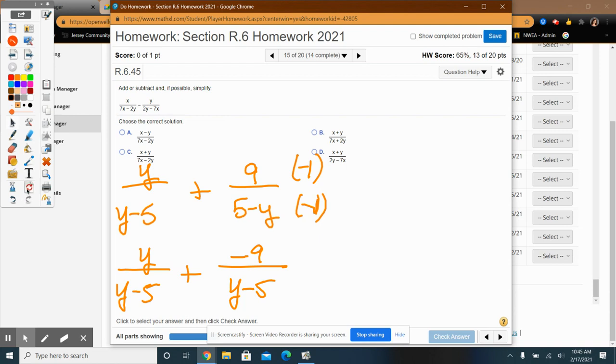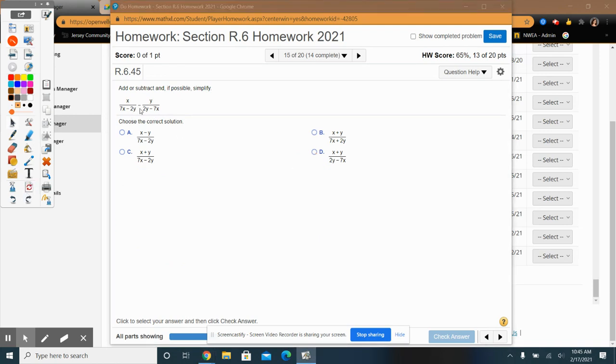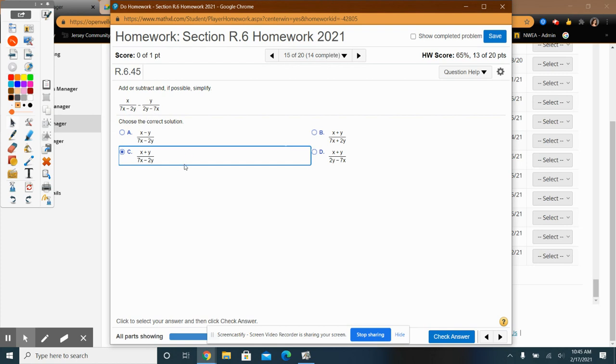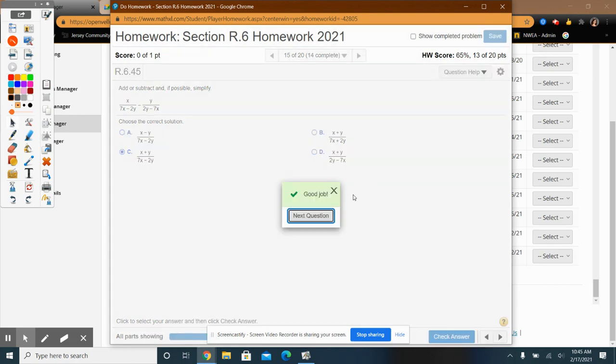Okay, this one is very similar. If you want to change the order of it, you would have to change this to a negative 1. So it'll be a negative y, so then it would be x minus negative y, which becomes an x plus y. And then you can change the order of the 7x minus 2y. So this problem is very, very similar. You'd have to multiply the top and bottom by negative 1.